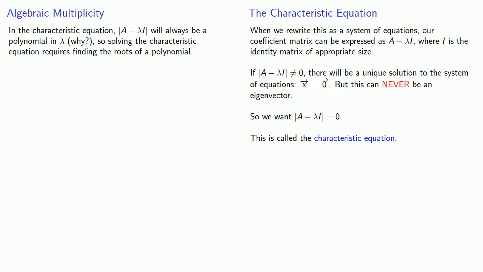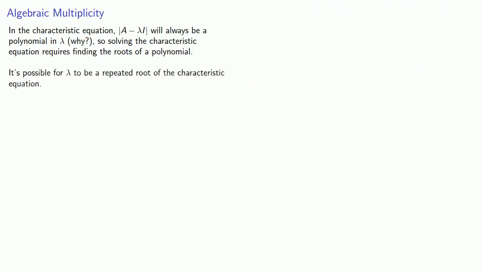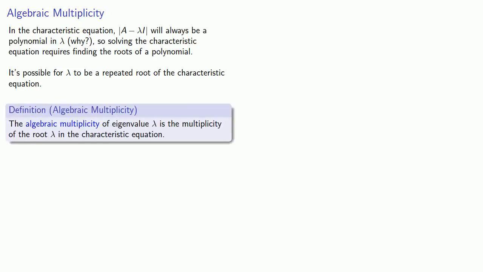But one of the things you know is that it's possible for a value to be a repeated root of the characteristic equation. And this leads to what is known as the algebraic multiplicity of an eigenvalue. The algebraic multiplicity of an eigenvalue lambda is the multiplicity of the root lambda in the characteristic equation.